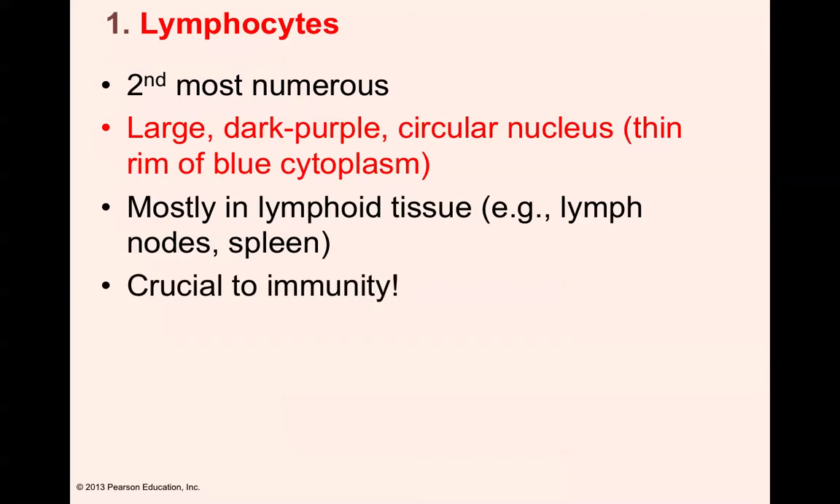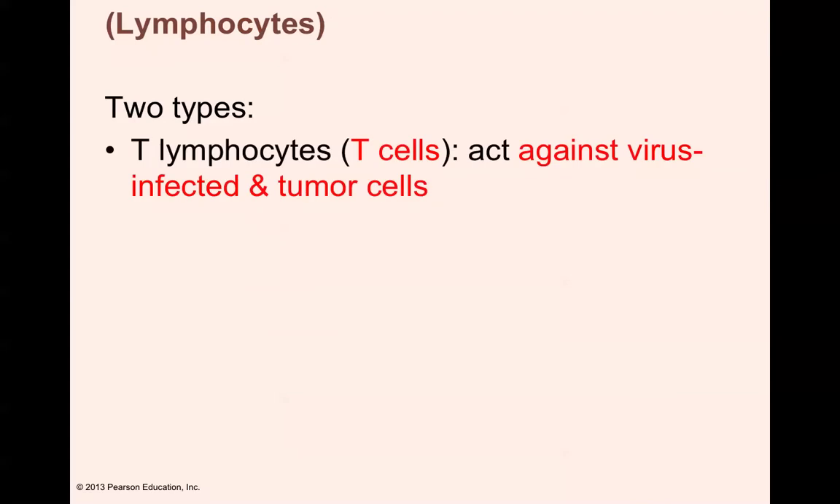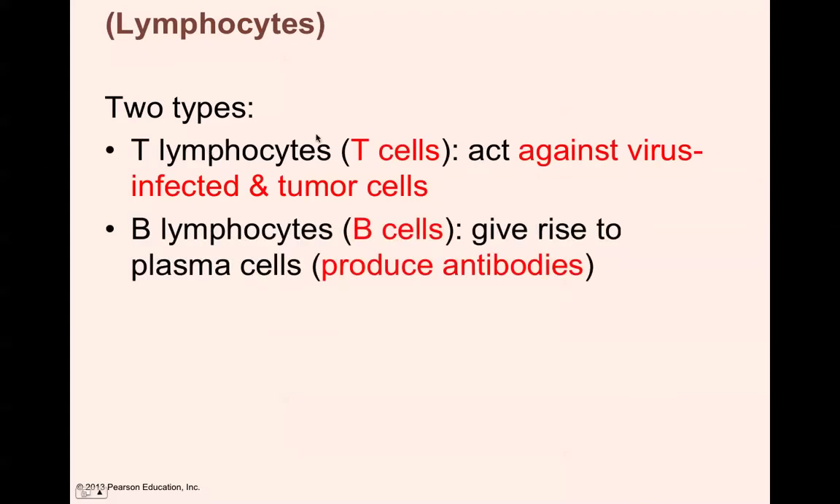They are crucial to immunity. If you'll remember, you had your T cells or T lymphocytes and then your B cells or B lymphocytes. So of these lymphocytes, you have the two major types crucial for your immunity. T lymphocytes or T cells act against virus-infected and tumor cells. This is your cell-mediated immune response. And then the B lymphocytes or B cells give rise to plasma cells that produce the antibodies. This branch is also called the antibody-mediated or humoral response.